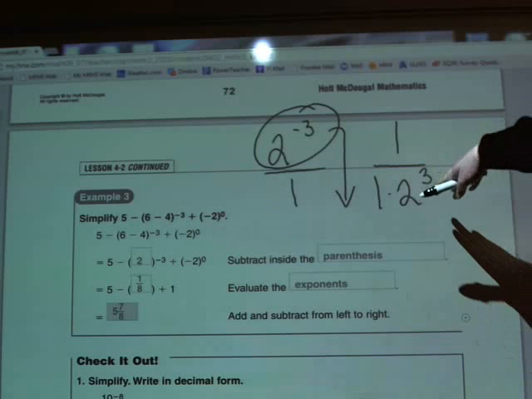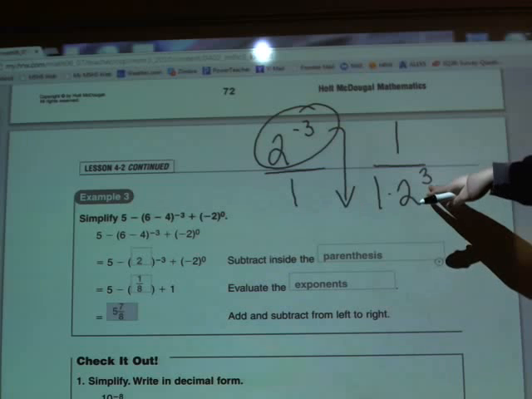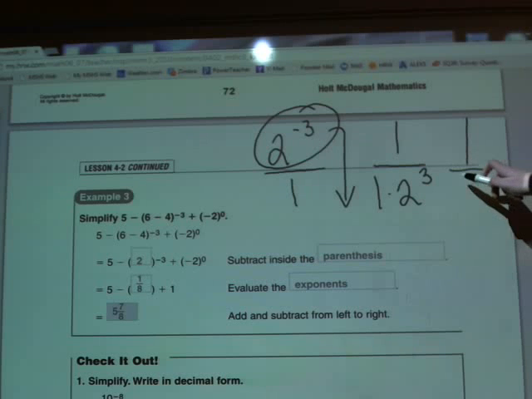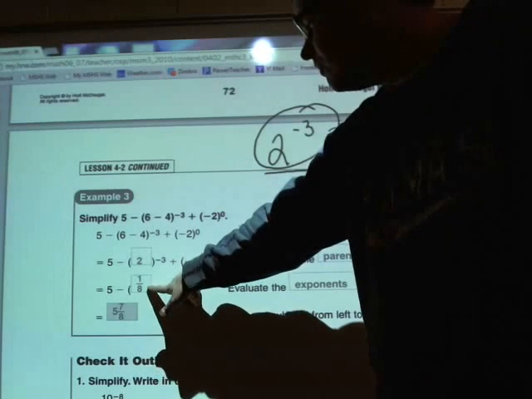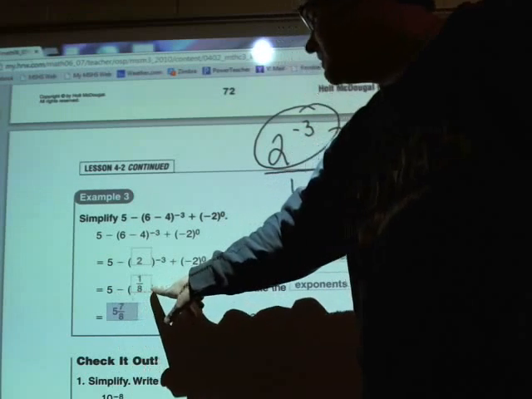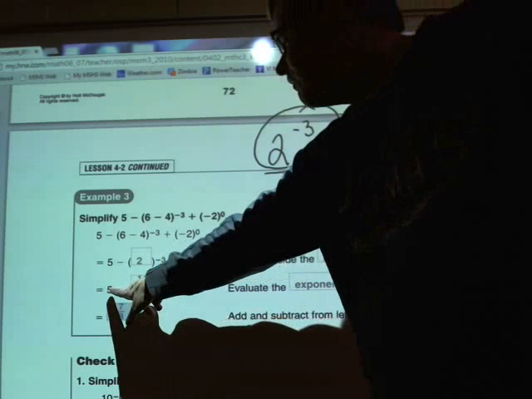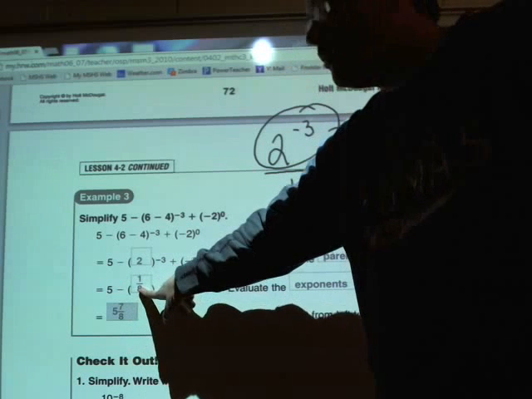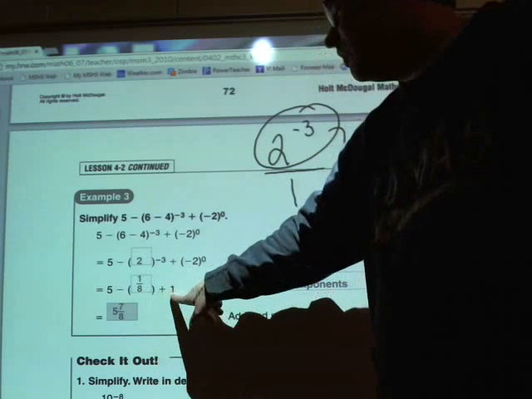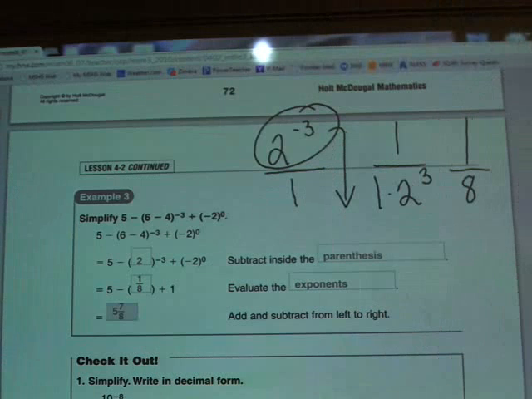So 2 to the 3rd, that's going to be 2 times 2 times 2, or 2 times 2 being 4, times 2 again is 8. So this is 1 over 1 times 8, or 1/8, as you can see there. So we've got 5 minus 1/8 plus 1. Well, 5 minus 1/8 is 4 and 7/8, plus 1 is 5 and 7/8.